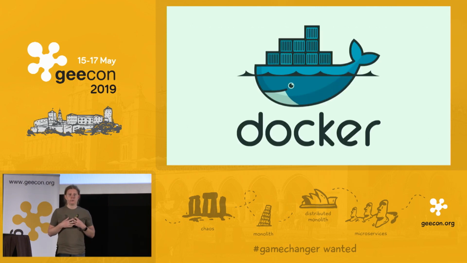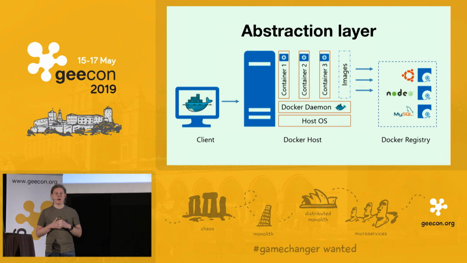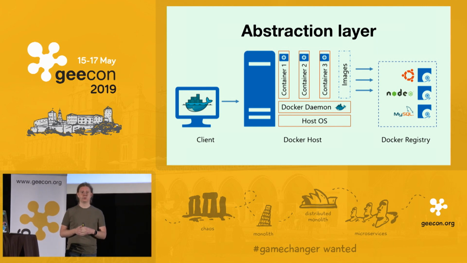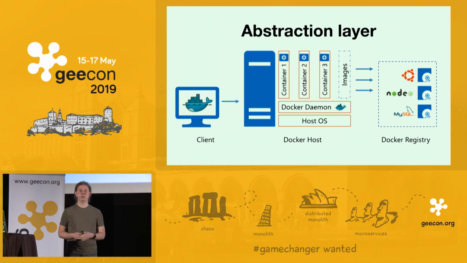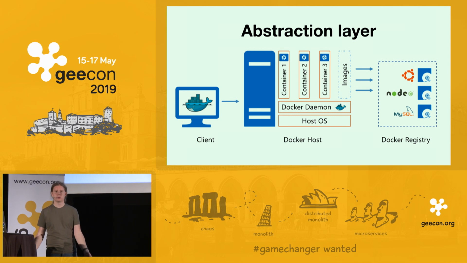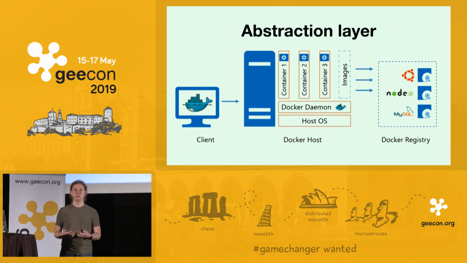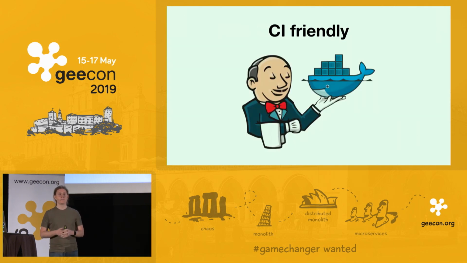So for those of you who for some reason don't know what Docker is, it's a great abstraction layer. You have a simple interface to run different containers on your machine, and then you have a great registry of existing containers like MySQL, Postgres, or maybe you want to run Node.js in a container, or maybe you need to run Kafka. Doesn't matter what it is, as long as it can be run as a Linux process, it runs as a Linux process. And it is CI friendly.